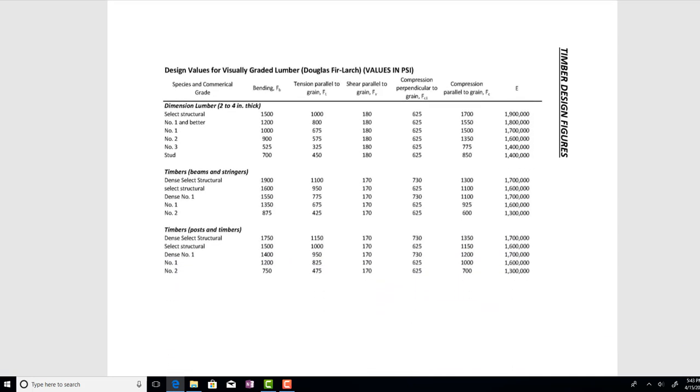This is where we start the timber design figures. I turned the figure sideways. Normally when I print these on paper, when the students used to do the final in class, it made sense. You could just turn the page. But in this case, I've gone ahead and rotated the paper, and that's why that shows up sideways right there.